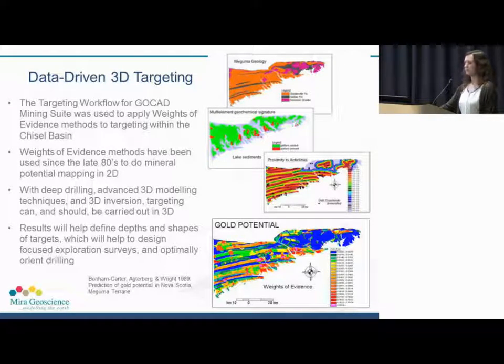We used weights of evidence methods for targeting in the Chisel Basin. And so this is referred to as data-driven 3D targeting. You can also use knowledge-driven 3D targeting methods as well, which are based on expert opinion and input, where experts decide on weights and thresholds that should be assigned to different data layers, and those layers are combined, and weights are added to give you a mineral potential model.